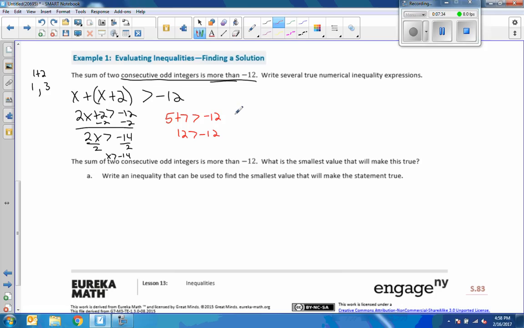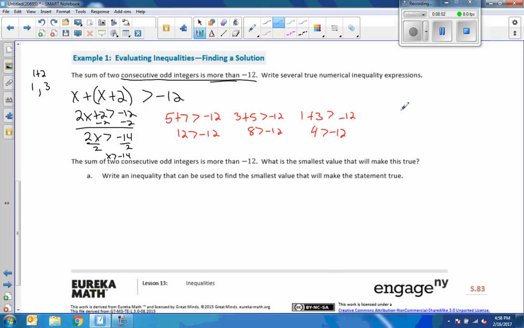Okay, then I can go a little smaller. 3 plus 5 is greater than negative 12. 8 is greater than negative 12. That is true. A little smaller: 1 plus 3. We're just decreasing our odd by 1 each time, 5 to 3 to 1, and adding the next smaller one. 1 plus 3 is greater than negative 12. That's 4 is greater than negative 12.